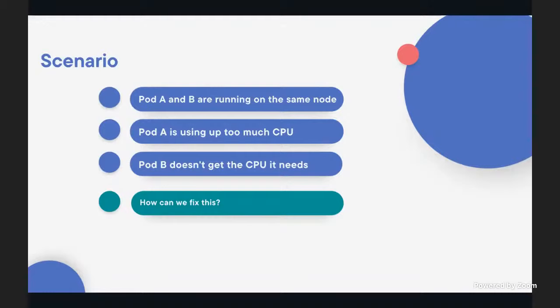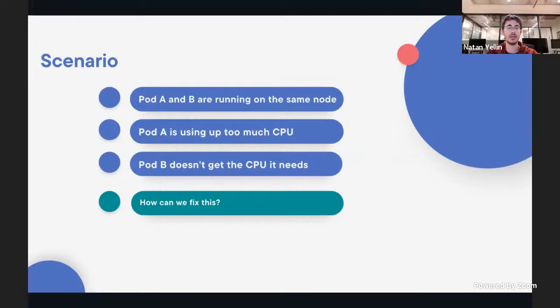Okay, so the two choices are, do we give a limit for pod A? We say pod A is using up CPU. That's taking away CPU that pod B needs. So we'll give pod A a limit. Or do we just increase pod B's request? So that's the question.